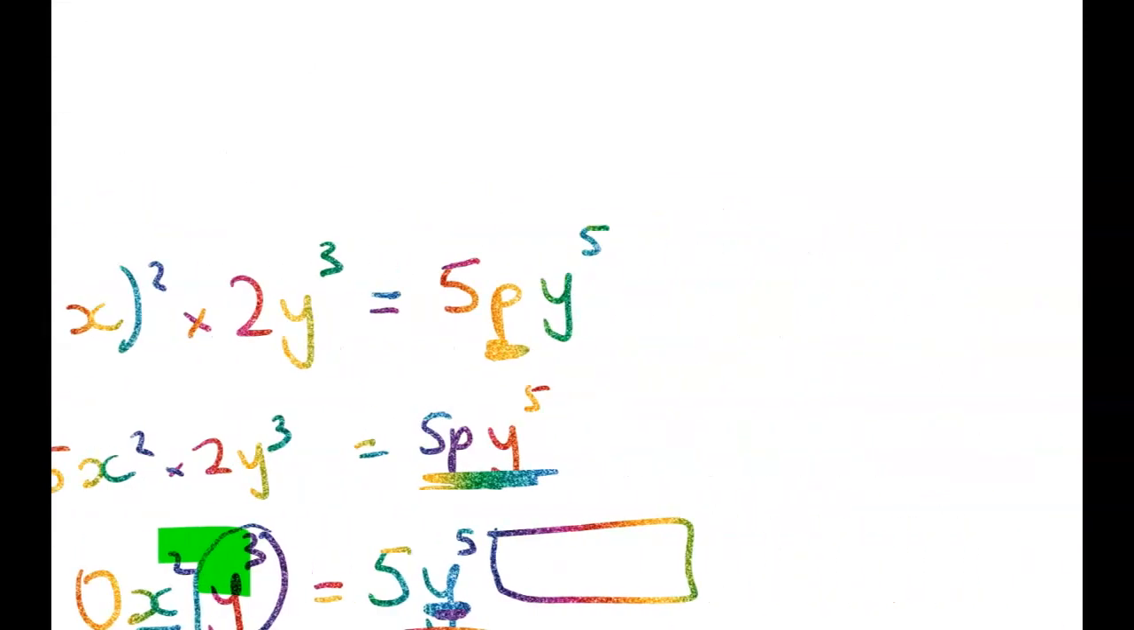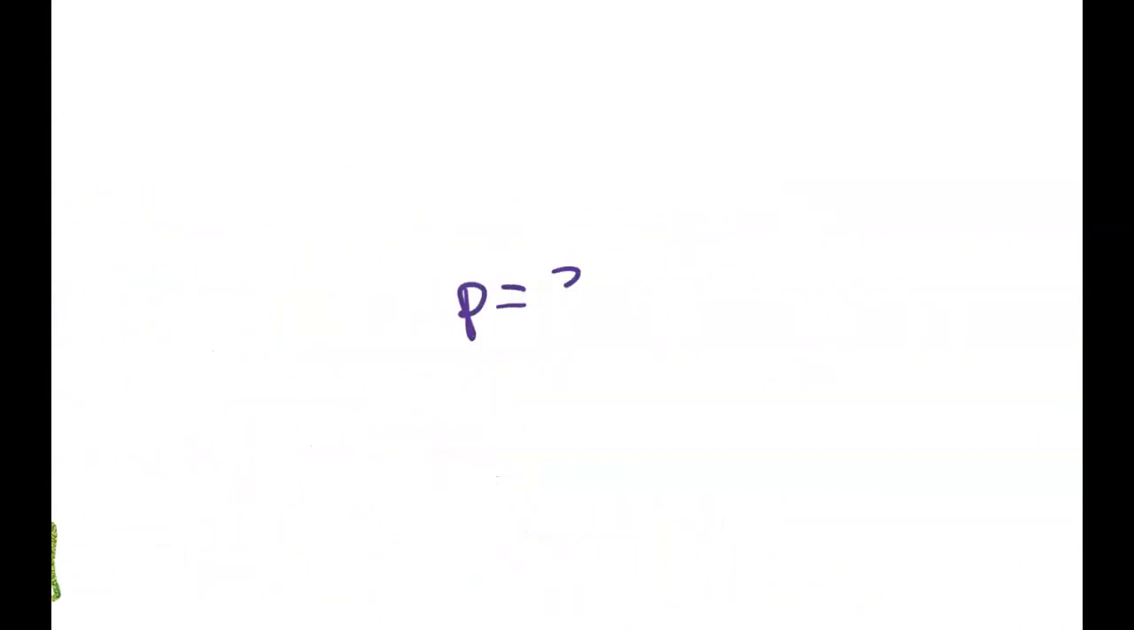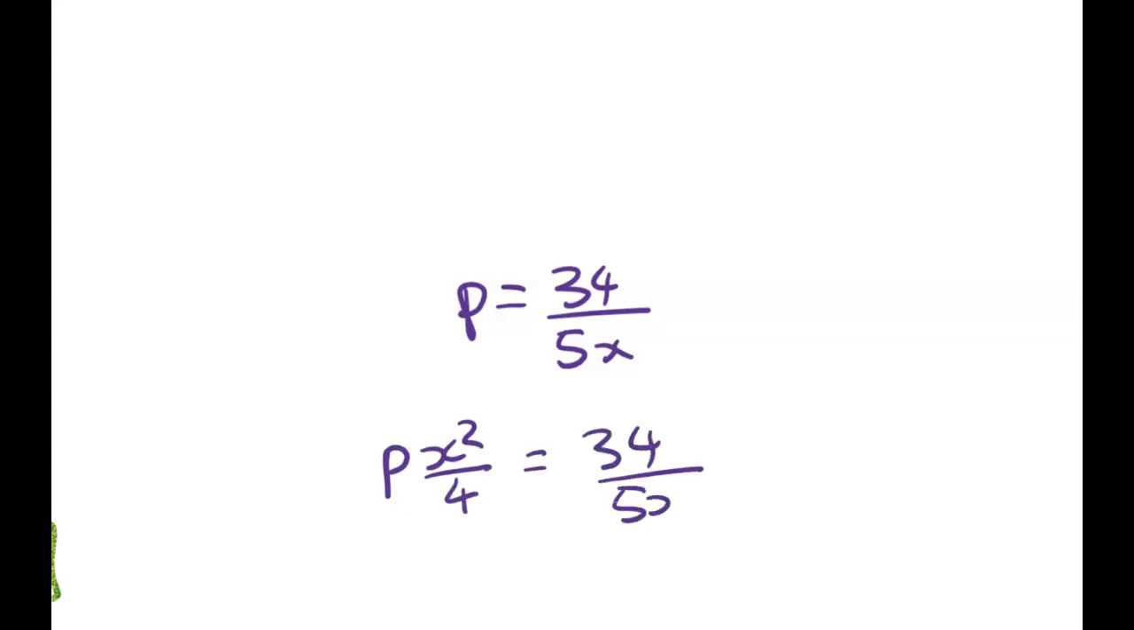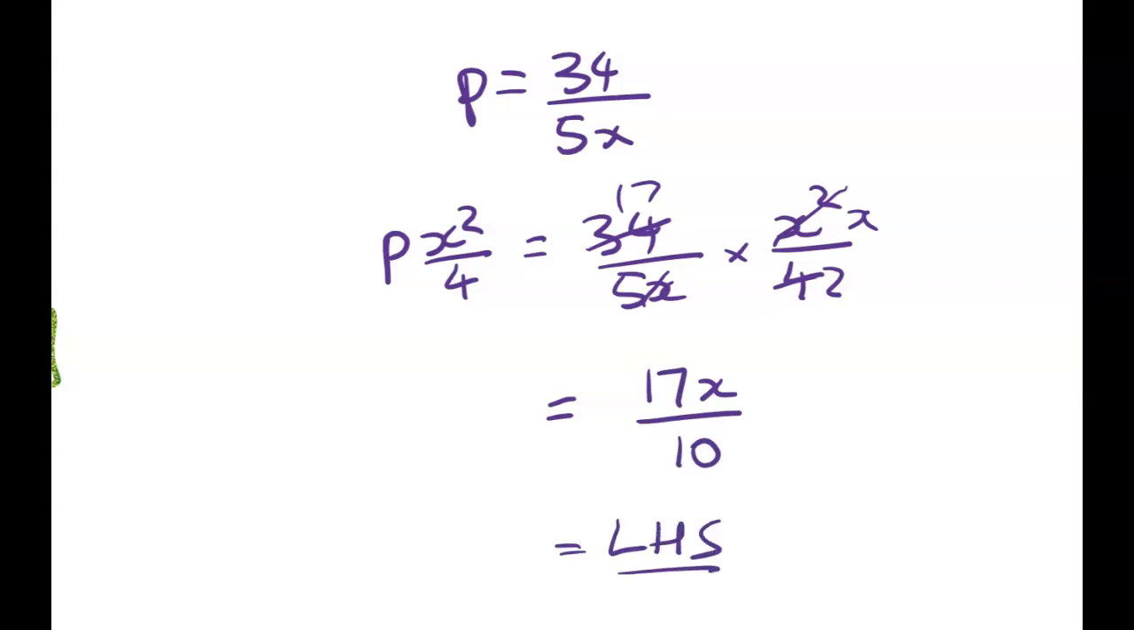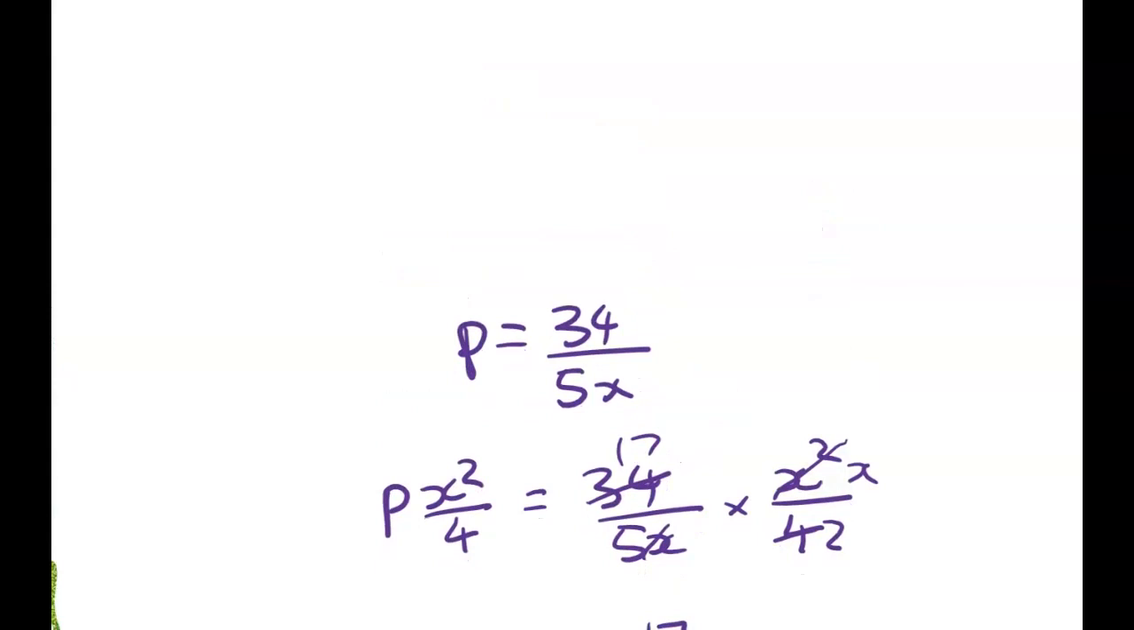p x squared over 4. So if we think that p is equal to 34 over 5x, p times x squared over 4 equals 34 over 5x times x squared over 4, which is equal to, let me have a look. Okay, so here we've got 17 and 2, and here we've got x squared and x. So we've got 17x over 10, which is equal to what we simplified the left-hand side to. So that looks good. All right, so there you go.